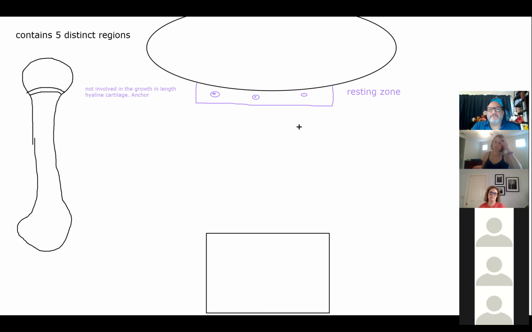All right. So this is our resting zone. This is what it looks like here.